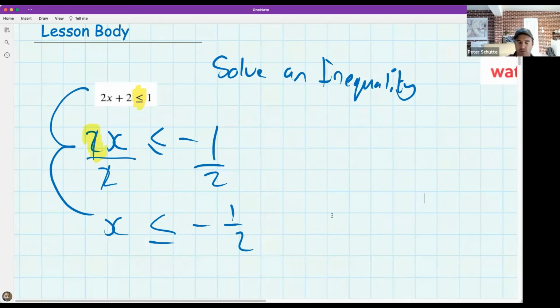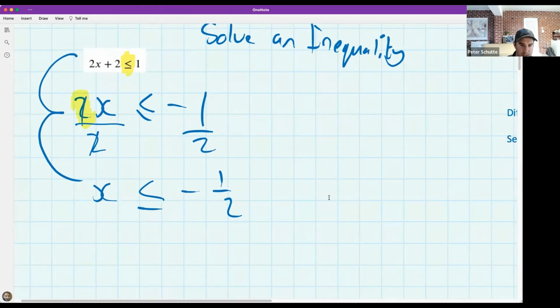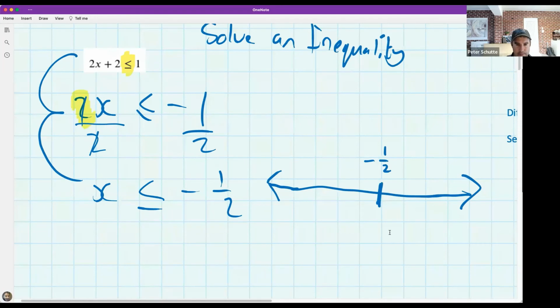Now, the only other difference with an inequality is we put the solution on a number line because there are infinitely many solutions. The solution to an inequality is any number. So let's put the number that's important. Some teachers put it on top, some teachers put it at the bottom. Let's go to minus a half on the number line. I draw a little dot, and the dot is colored in because it includes minus a half. The solutions to this inequality are all numbers less than or equal to minus a half. And so we illustrate our solution in this way.